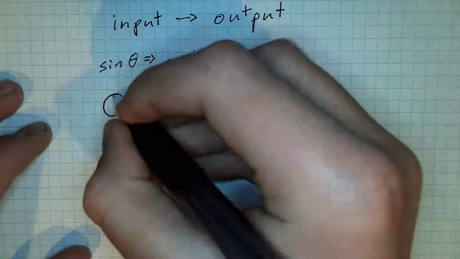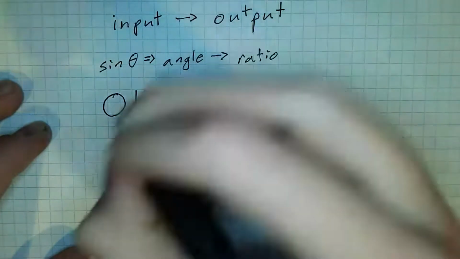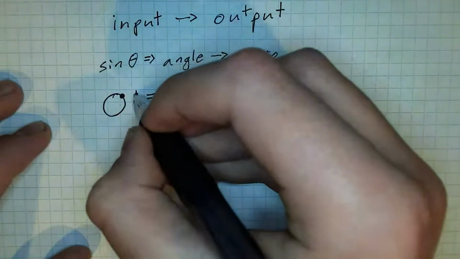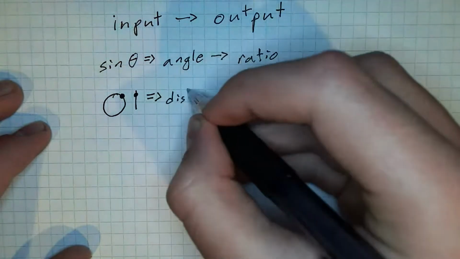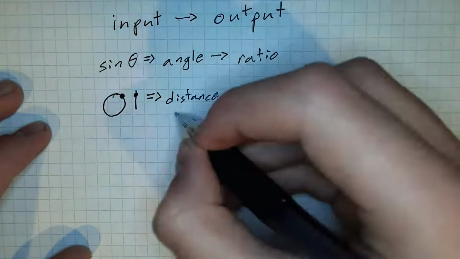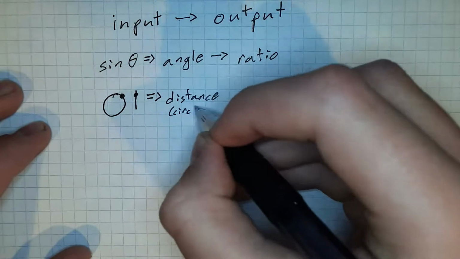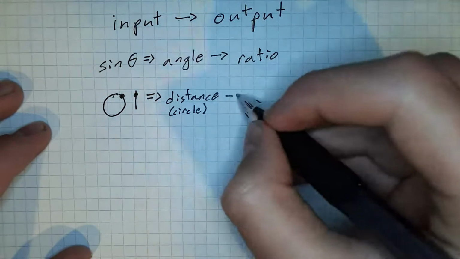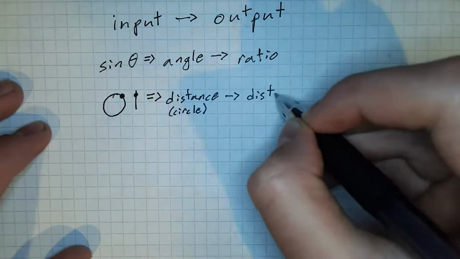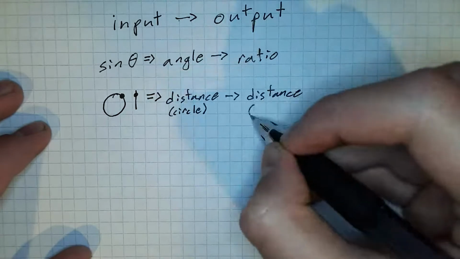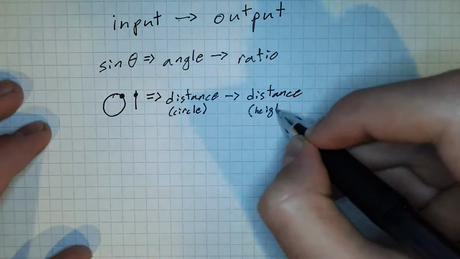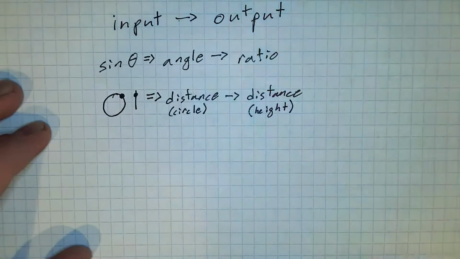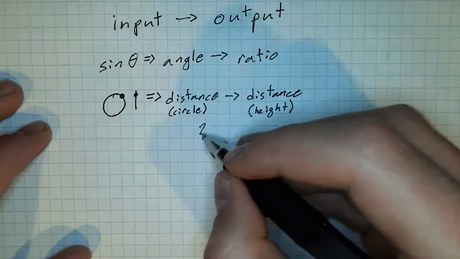Then our circle representation, where we have a point moving around the circle and then we look at its height, takes a distance, namely the distance that point has moved around the circle, and then it outputs another distance, namely the height of that point moving around the circle. Now the question is, how can we make these the same?